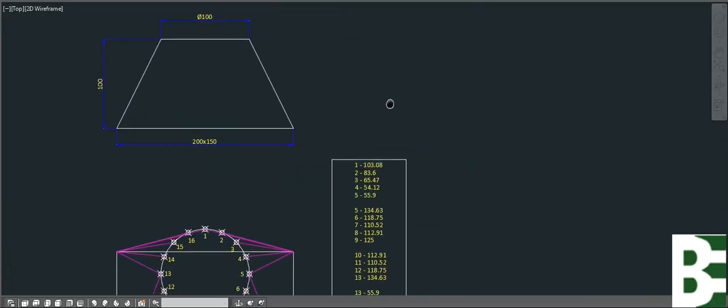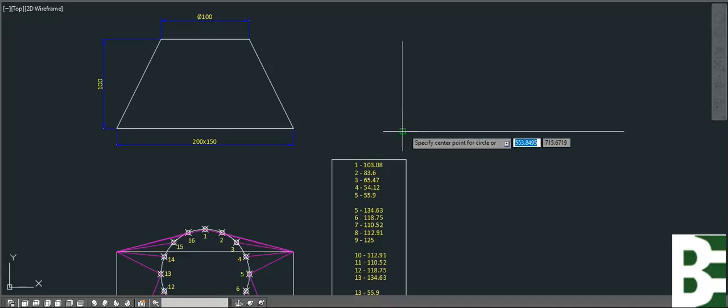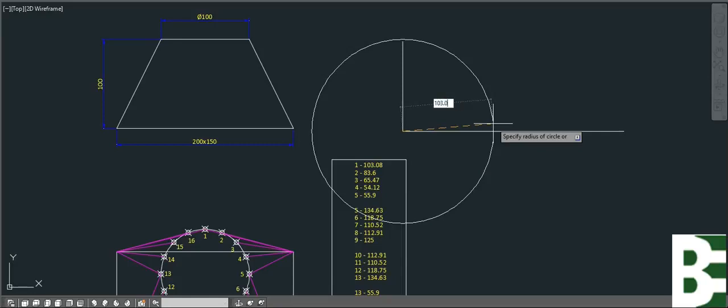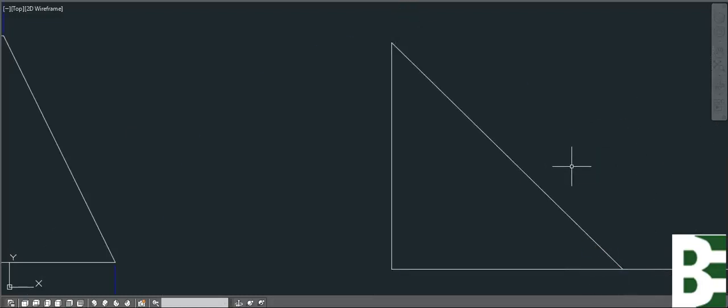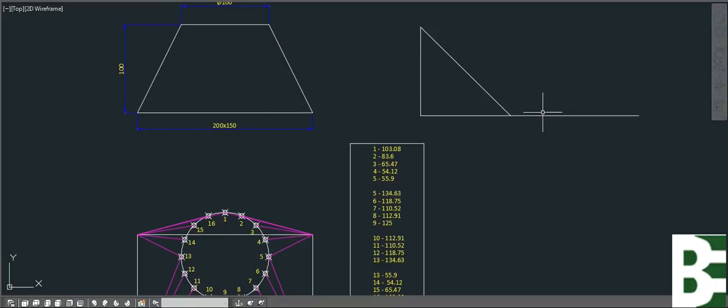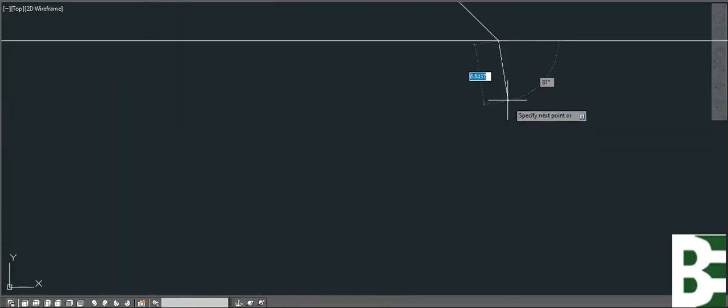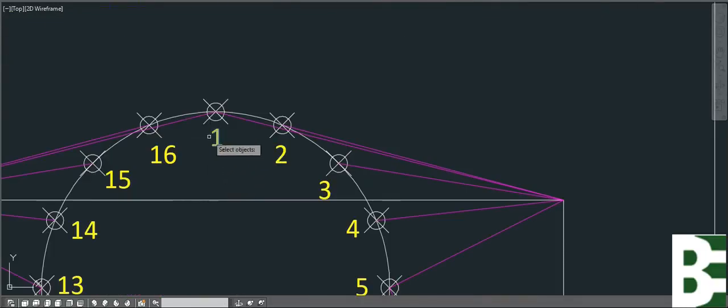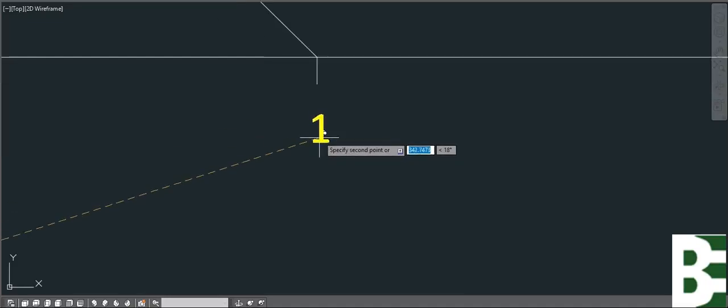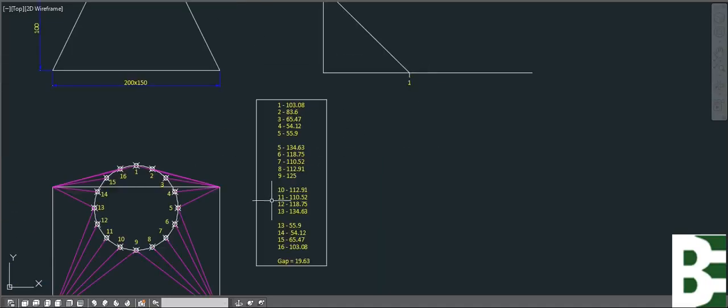Now this is my 100 millimeter height. I will draw a line of 100 millimeter and the other horizontal line. It is not necessary how long it should be. Now at number 1 I will draw a radius from this corner to the horizontal line, and where it's touching I will draw a line. This is my number 1. If you remember, in our previous video we did the same practice.